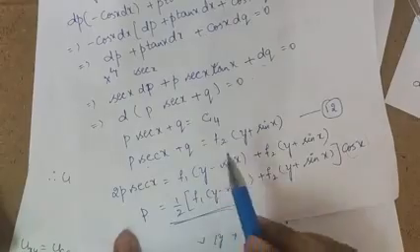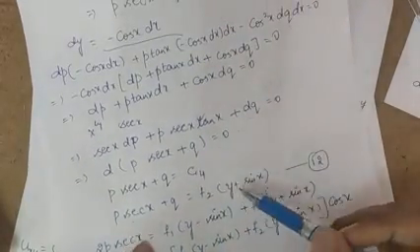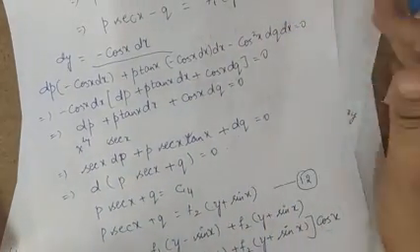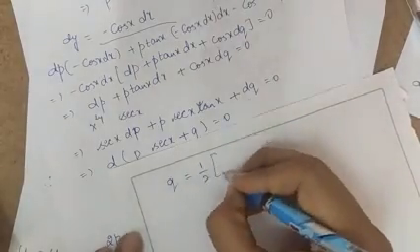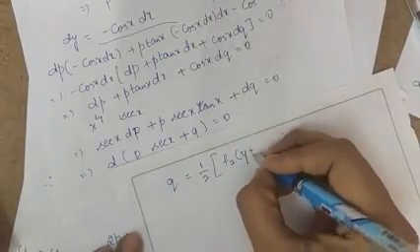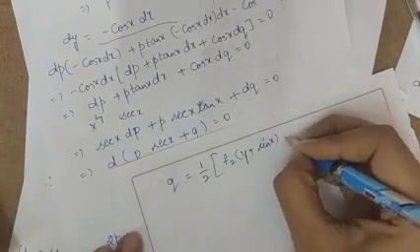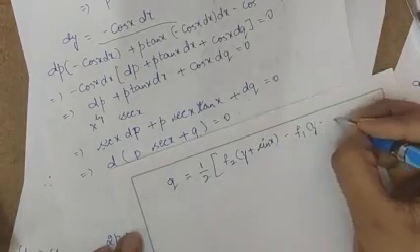Now I have to find out the value of q. So if you subtract equation 11 and 12, you will get the value of q as, I will write it directly, q as 1 over 2 into f2 of y plus sin x minus f1 of y minus sin x.